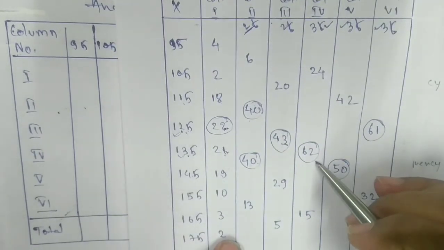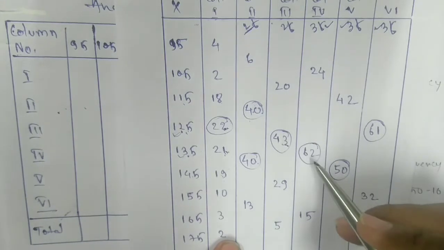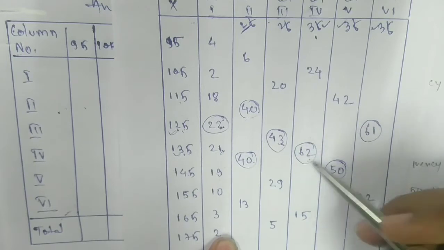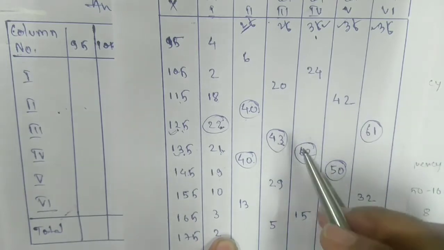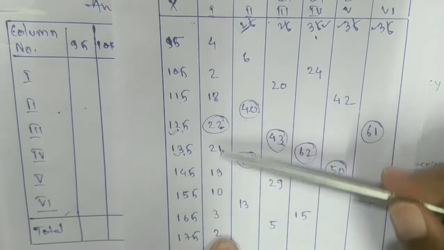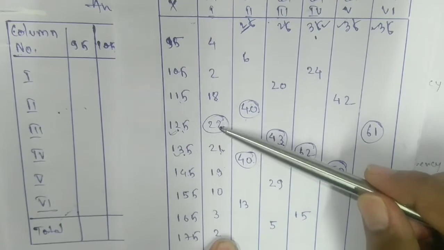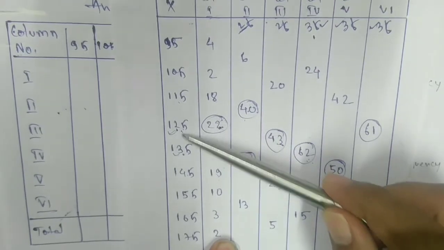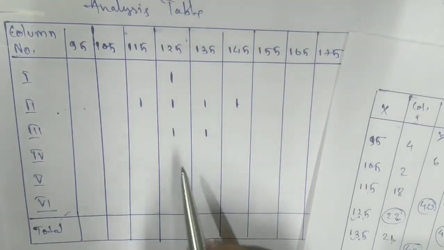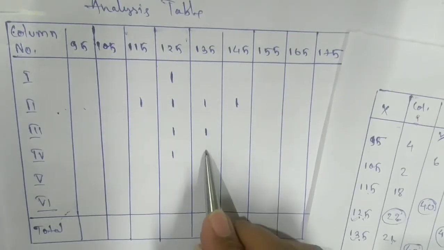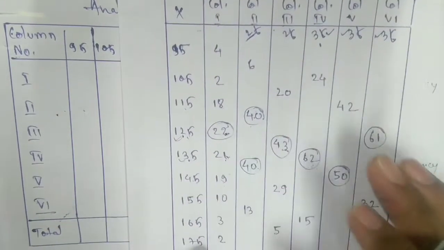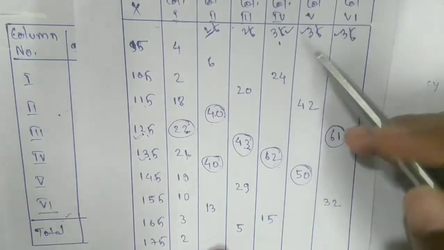Let's proceed for what? 62. So what we have for 62? See, for three frequency, that means by adding three frequency, we are getting this 62. So by which three frequency we have got this? So you can see that by adding this three frequency, for 22 we have 125, 135, 145. That means fourth column 125, 135, 145.